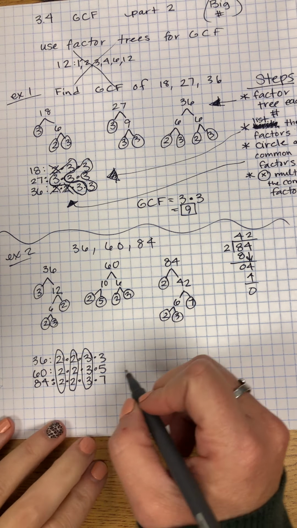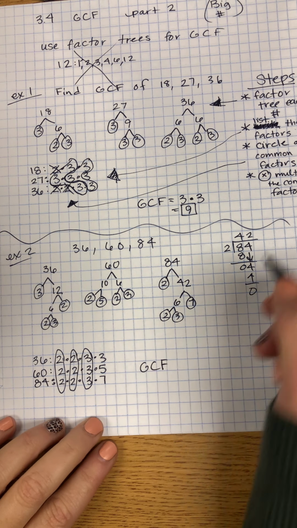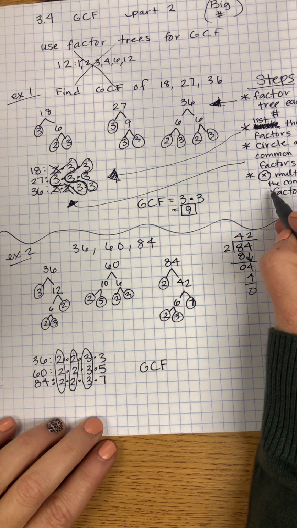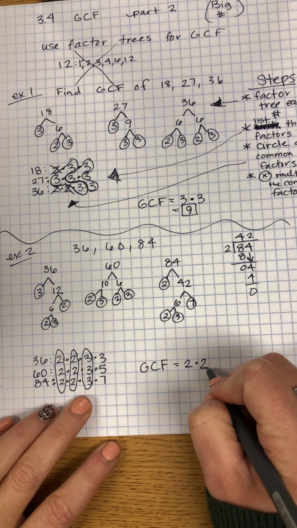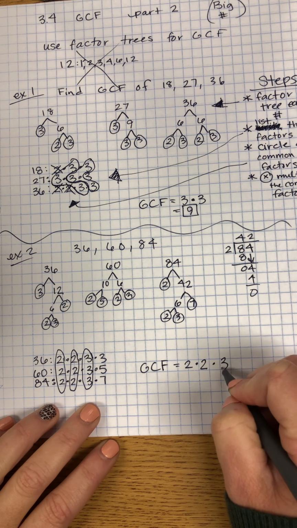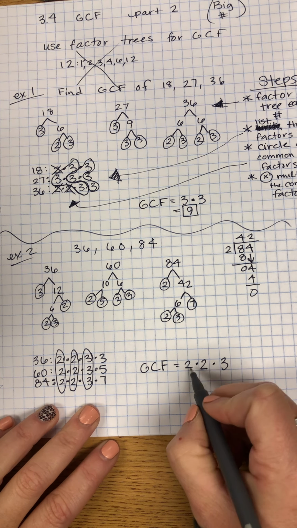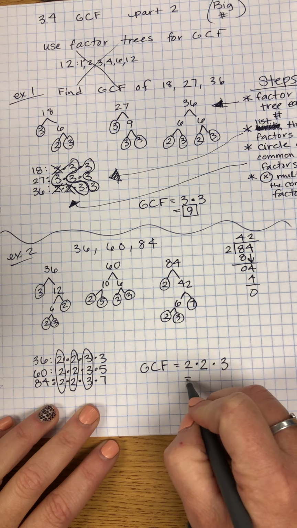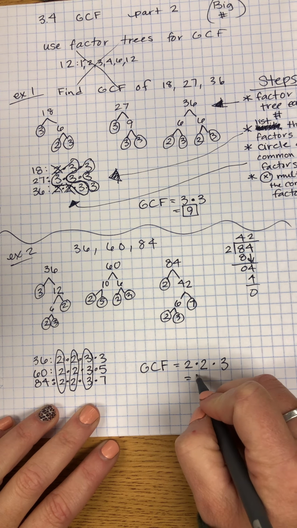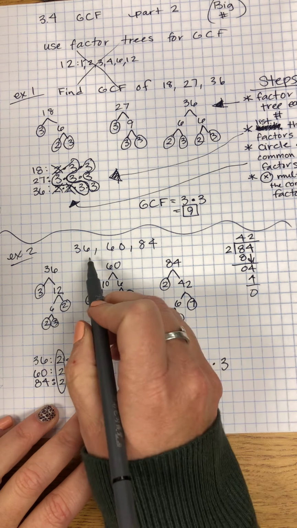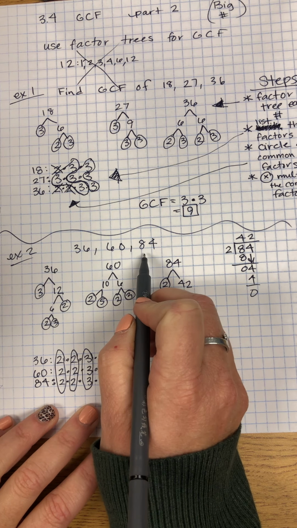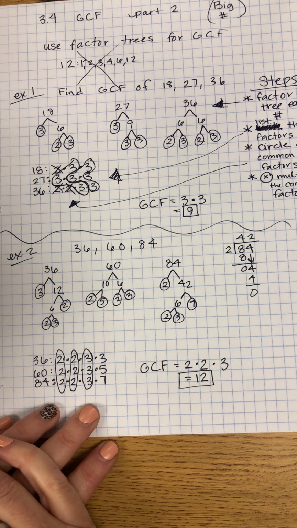I was on a roll. So for my GCF, my last step, I'm going to multiply the common factors. My common factors are 2 times 2 times 3. 2 times 2 is 4. 4 times 3 is 12. The GCF for 36, 60, and 84 is 12.